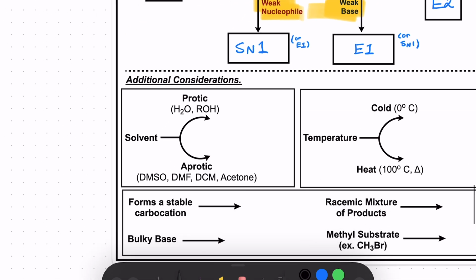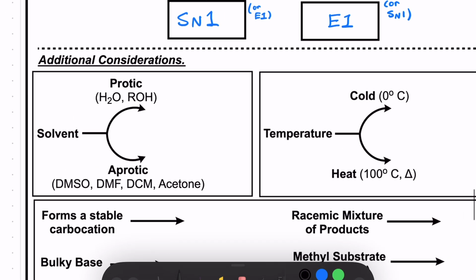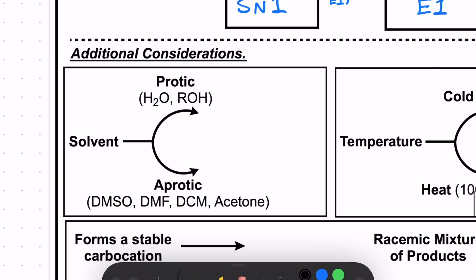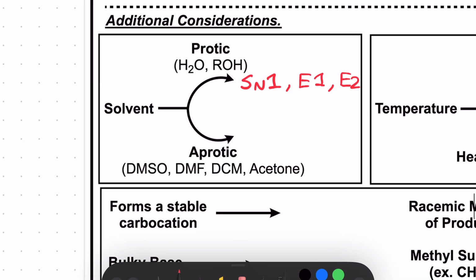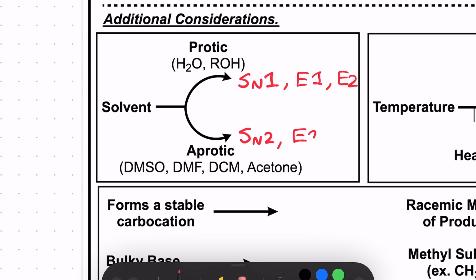Okay, so now let's go ahead and look at some of these additional considerations. So if we have a protic solvent, a polar protic solvent, what kinds of reactions can we expect to happen? Yeah, SN1, E1, and E2. On the other hand, if we have an aprotic solvent, we can expect SN2 and E2.